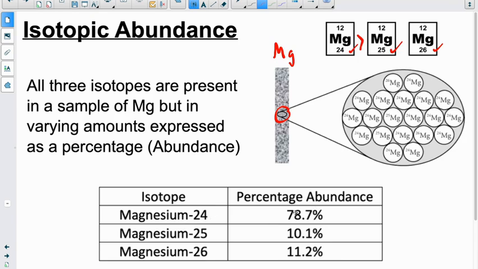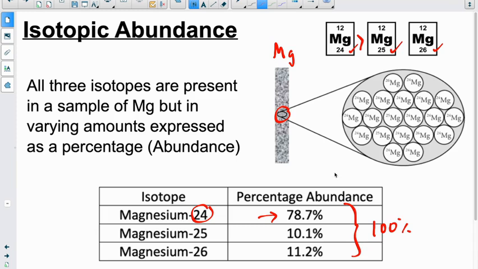You can see magnesium 24 is 78.7%, which basically means that anytime you find magnesium in nature, the most common version that you will find will be the magnesium 24. Magnesium 25 is 10.1%, and magnesium 26 is 11.2%. If you quickly add these up, these all add up to 100%. So, what is abundance? Abundance basically tells you which isotope is more common or more abundant.